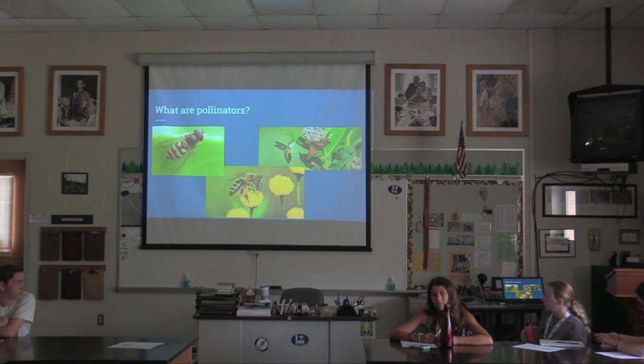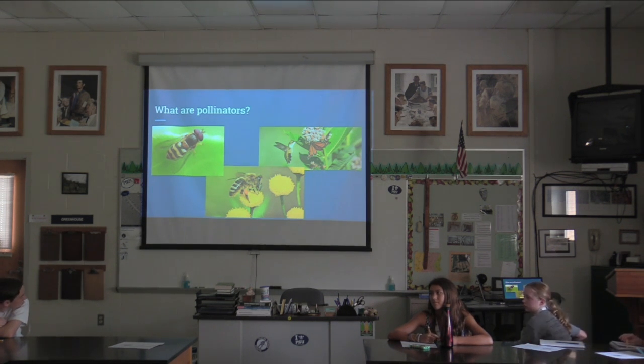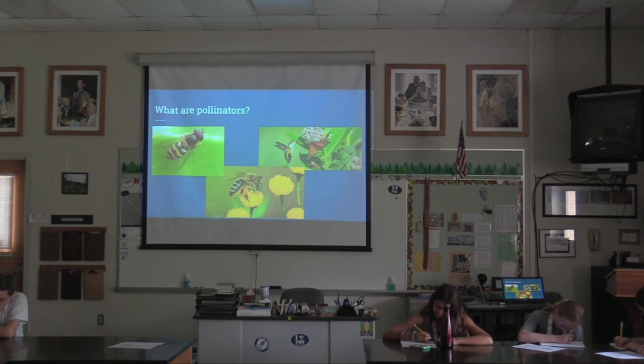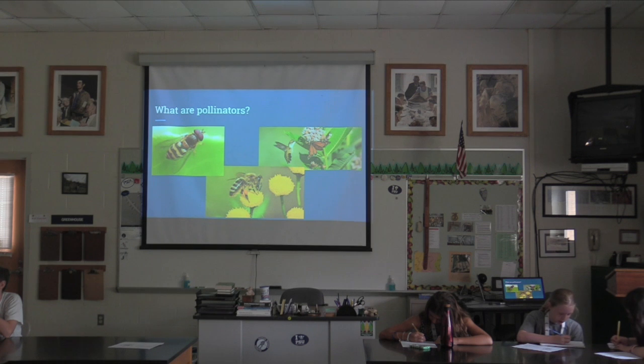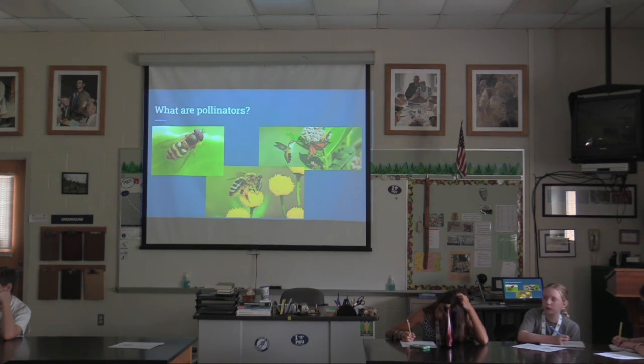As we look at those pictures up there, which animal represents the second most important? A butterfly? Bingo. Representing the second most important, butterflies and moths. So monarch butterflies, swallowtails, butterflies and moths that you see flying at night, they are very important for pollinating as well.